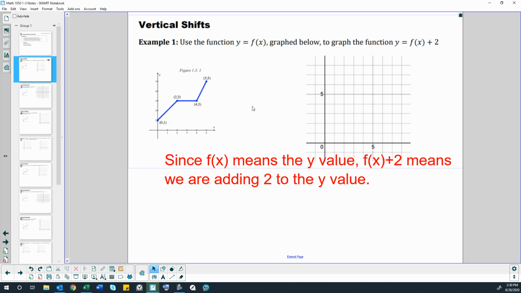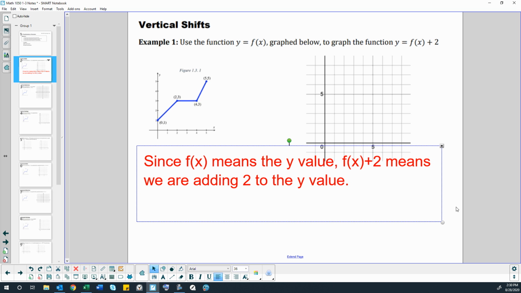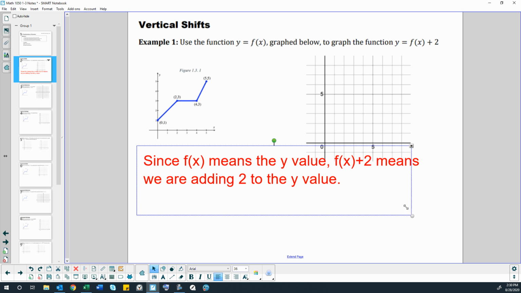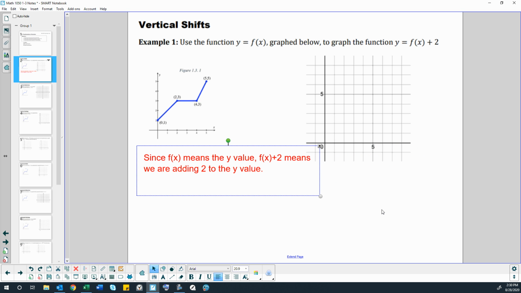So first of all, since we know that f of x means the y value, f of x plus 2 means we're adding 2 to the y value. Alright, let's get that out of the way. So the point at 0, 1 becomes the point 0, 3. And that's because we add 2 to the y value. The y value is 1. 1 plus 2 is 3.